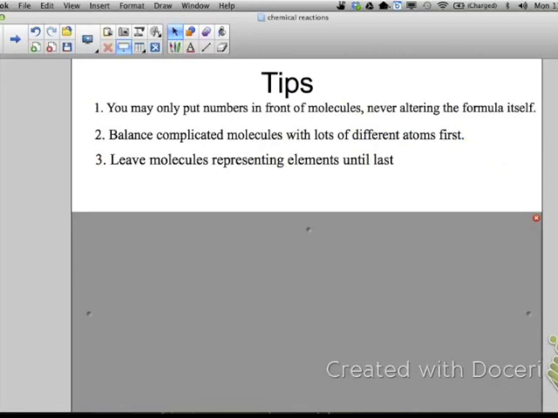Also, balance the complicated ones first, the ones with multiple elements, and then you can do lots of the different elements, work on those first. And then leave the molecules representing the elements by themselves until last. So like H2 or O2 or N2, whenever the element is by itself, that's what you want to work on last because they're the easiest. They don't affect any other elements in the balancing process.